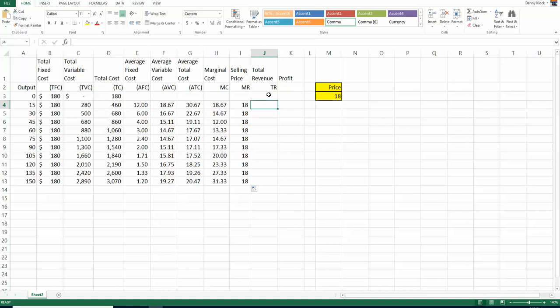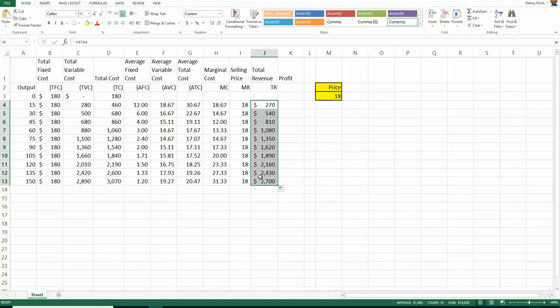So total revenue, right? So here, what we're going to do in this one, we're just going to, what? Total revenue is just the price, or the marginal revenue, right, which is really the price, times how much the output, or how much we're producing, right? So it's just a simple formula. Total revenue is just the price, which is marginal revenue, times the output. So here, if I'm just producing 15, we're making 270 bucks, right? That's my total revenue. I'm just going to make that a $ sign. I don't care about pennies right now. And I'm going to throw this thing down. Boom. So my total revenue going up and up and up and up.